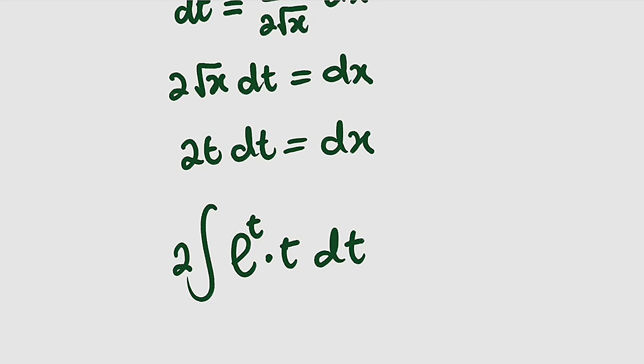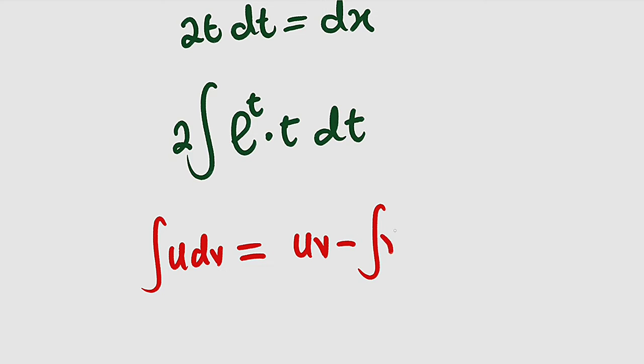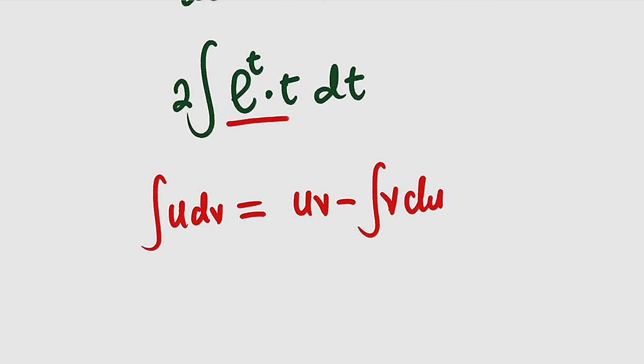Alright, now we have product e to the t and t. They are all functions of t. Therefore, we can use integration by parts. And how can we use it? Remember the formula. If you have the integral of u dv, this is equal to uv minus the integral of v du. So now let us choose u and dv from this function, e to the t and t.